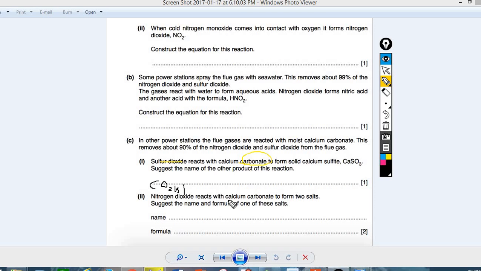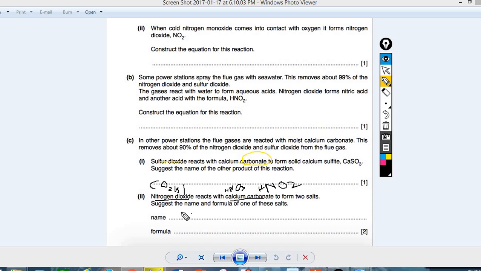Okay, so again, calcium is, this is a carbonate. The acid that is formed from nitrogen dioxide, as we discussed earlier, there were two acids, if you can remember. One was HNO3 and the other one was HNO2. I hope you remember. We just wrote the equation, by the way. So the two salts should be calcium nitrate and calcium nitrite.